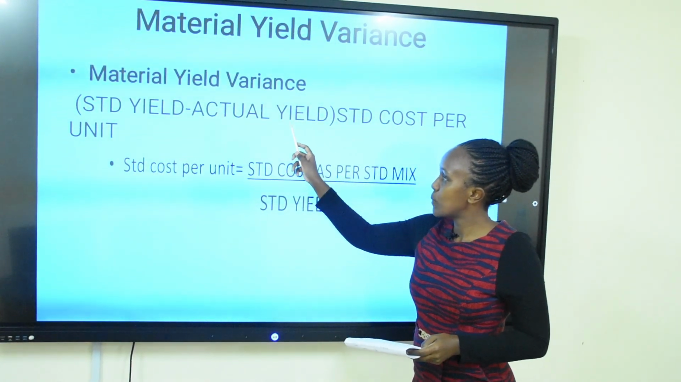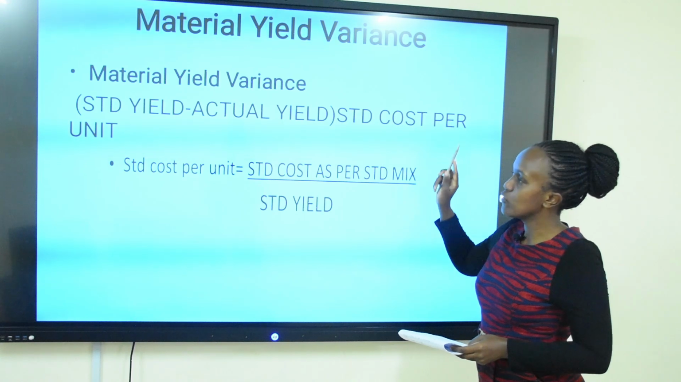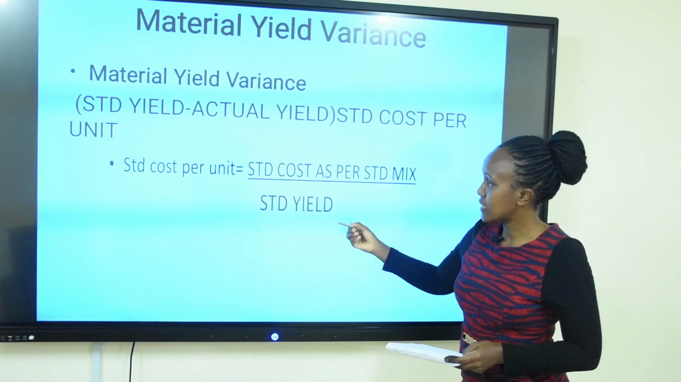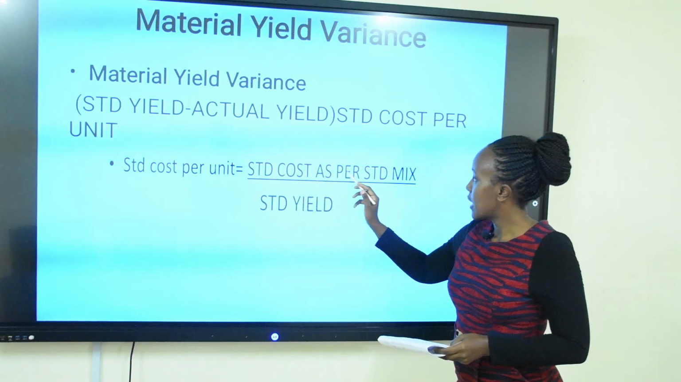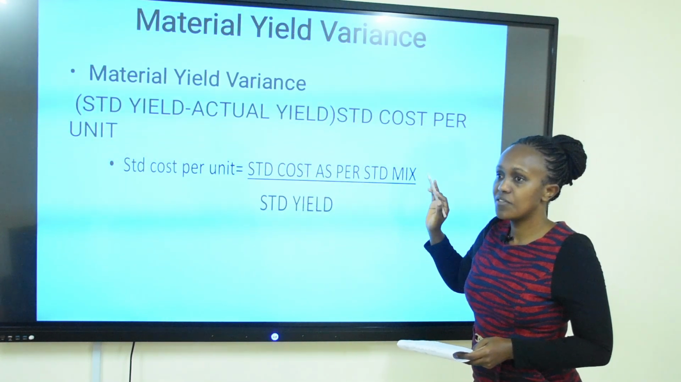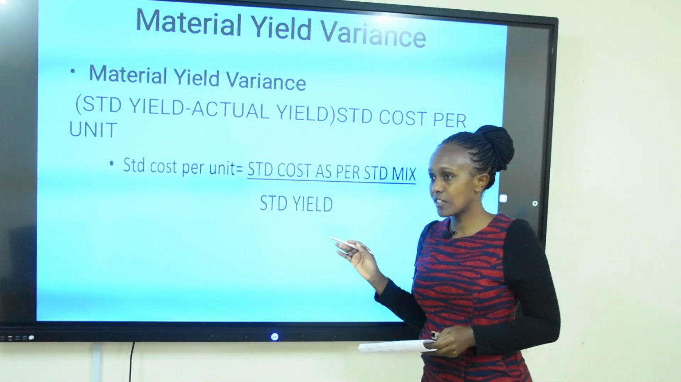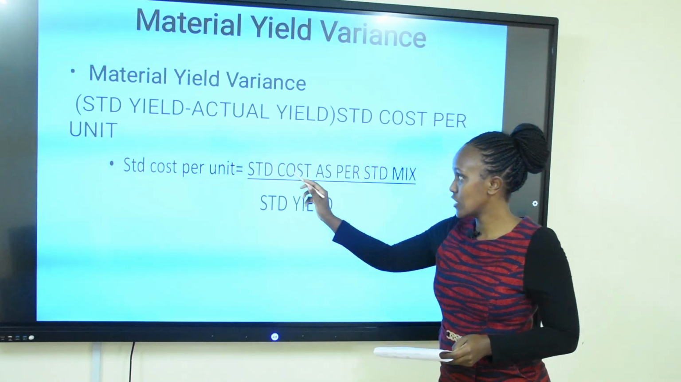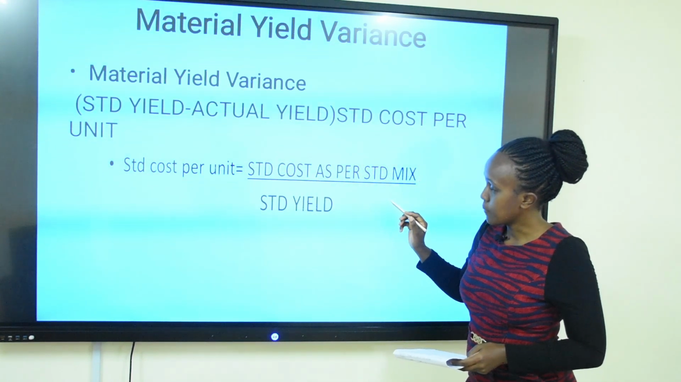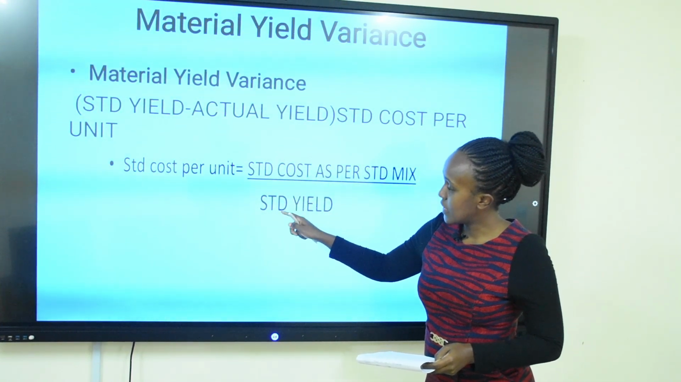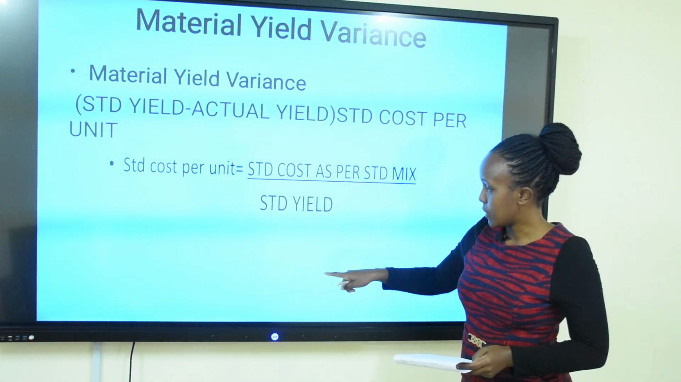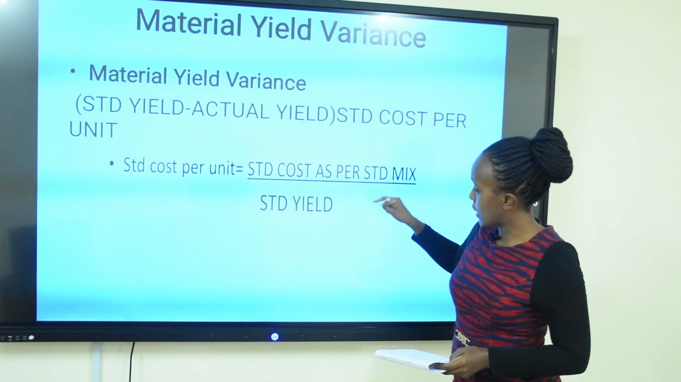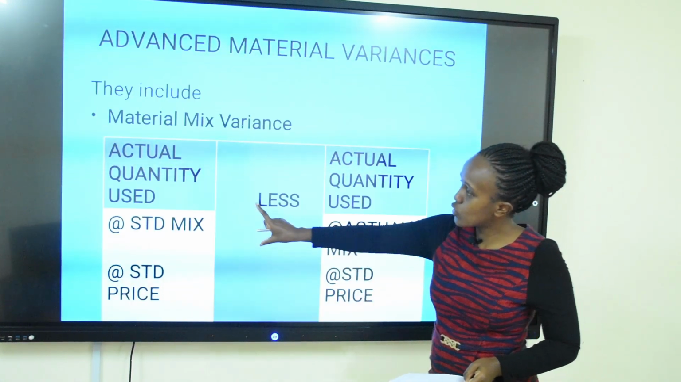And then you multiply that by the standard cost per unit, where the standard cost per unit is the standard cost as per the standard mix. If you did everything according to the expectation, you mix according to the expectation, you get the standard cost. You divide that by the standard yield. We are going to see this in form of a question, but simply what you are saying, this standard cost per unit is what you are going to get from this.